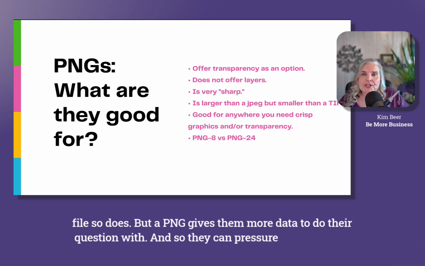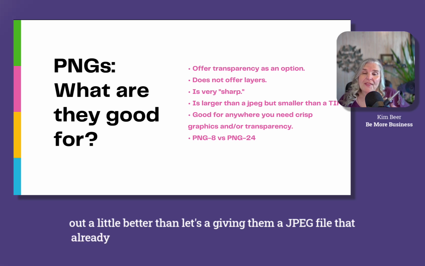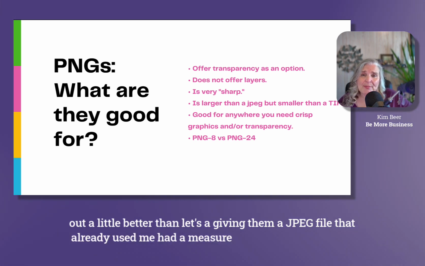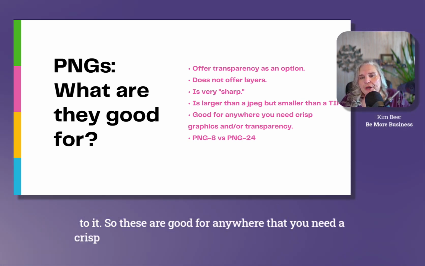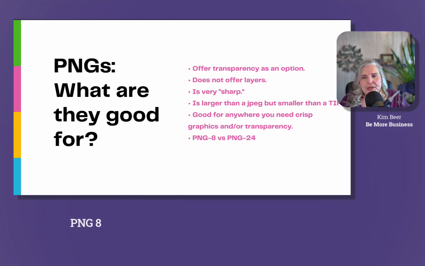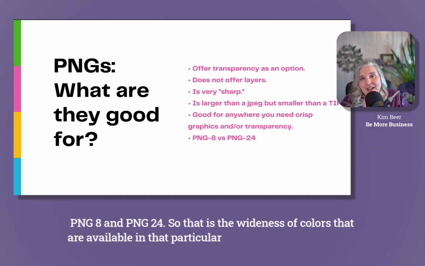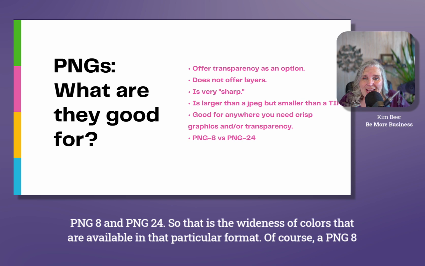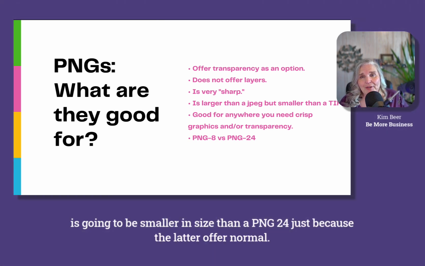And so the compression tends to come out a little bit better than, let's say, giving them a JPEG file that already had a measure of compression applied to it. So these are good for anywhere that you need a crisp graphic or transparency. They come in two flavors, PNG8 and PNG24. So that is the wideness of colors that are available in that particular format. Of course, a PNG8 is going to be smaller in size than a PNG24 just because the latter offers more capability.